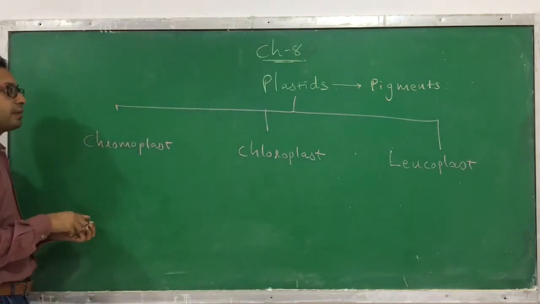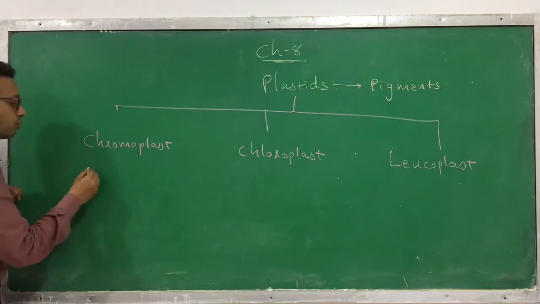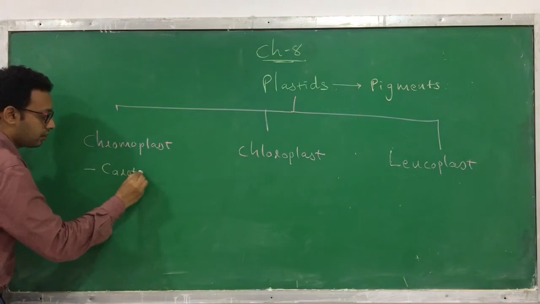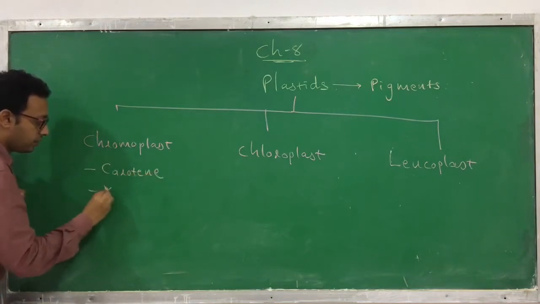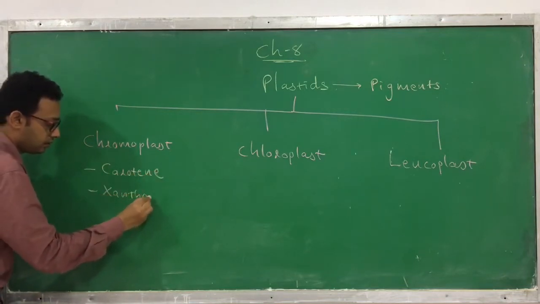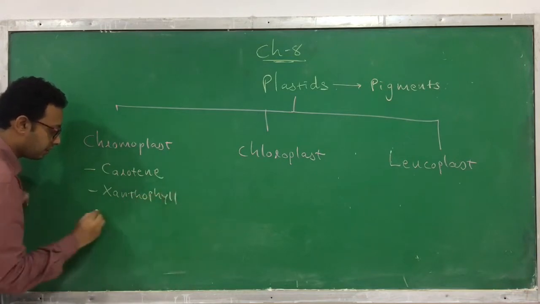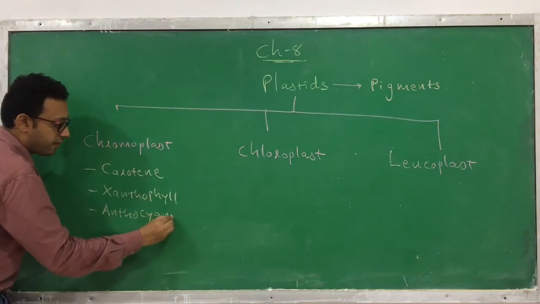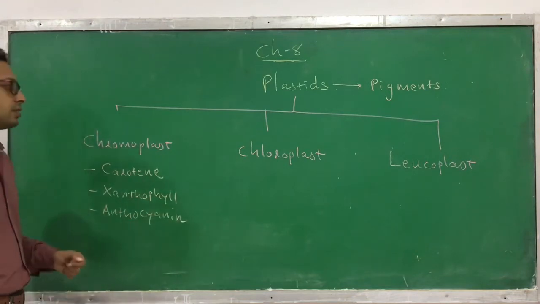Chromoplast contains a pigment. Which pigments are present in a chromoplast? The chromoplast contains carotene, xanthophyll, anthocyanin, etc. These are the pigments that can be found in a chromoplast.